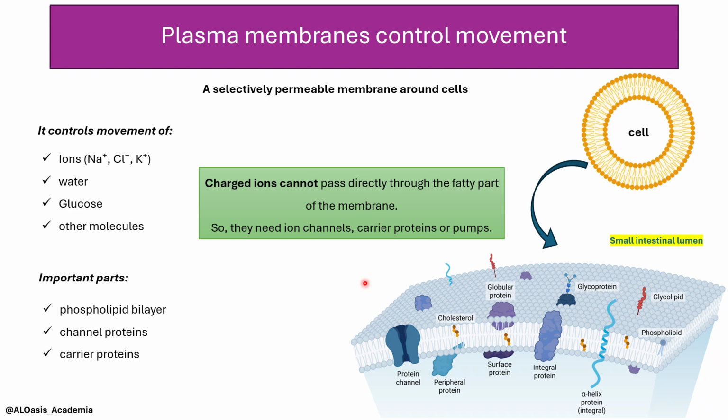But just for now, you need to understand that charged ions cannot pass directly through the plasma membrane. They need these types of proteins to be able to move from inside of the cell to the outside, or vice versa.